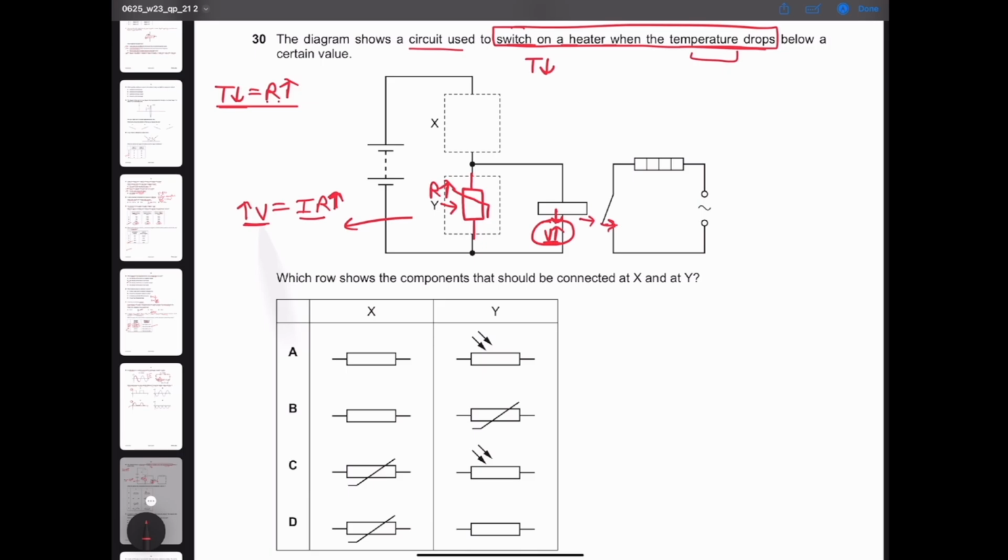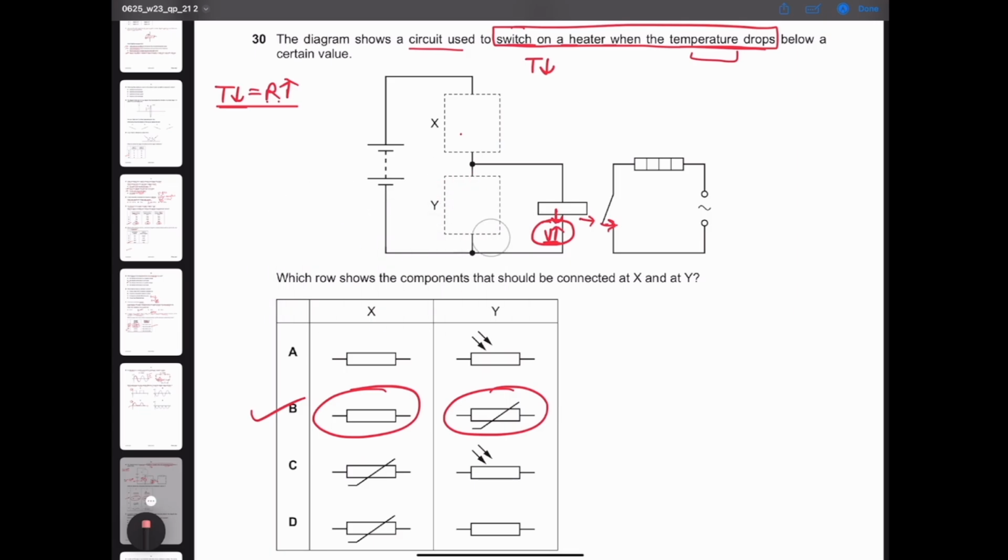Which tells us that at Y, a thermistor should be there, and at X, a fixed resistor should be there. So thermistor at Y, fixed resistor at X. So B should be the answer. Alright. Now, if you want a more detailed explanation for this, we can also discuss that.